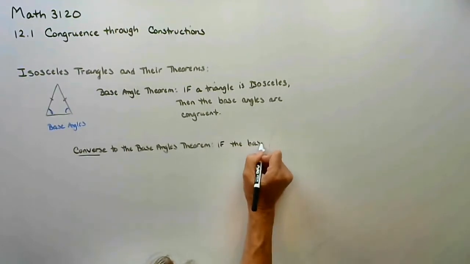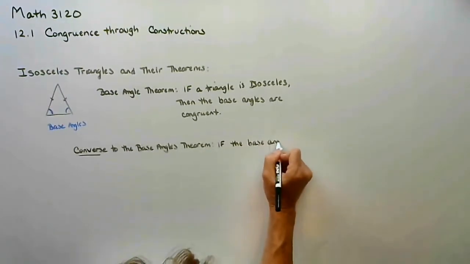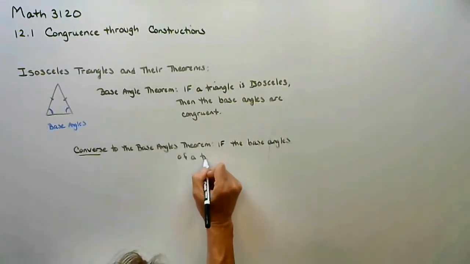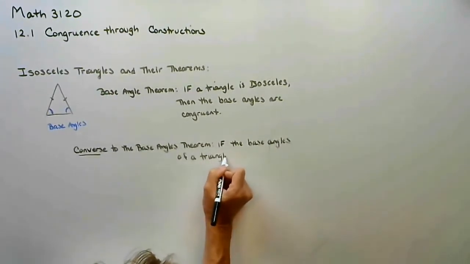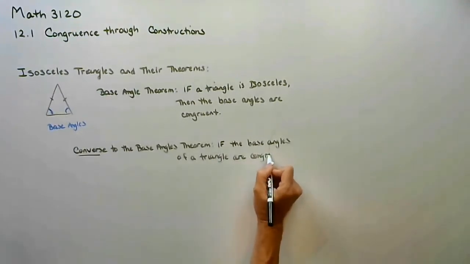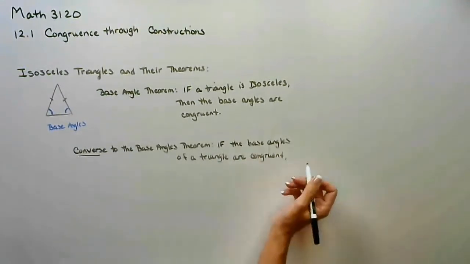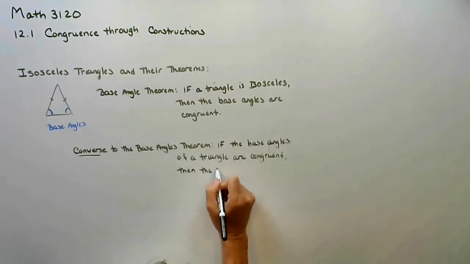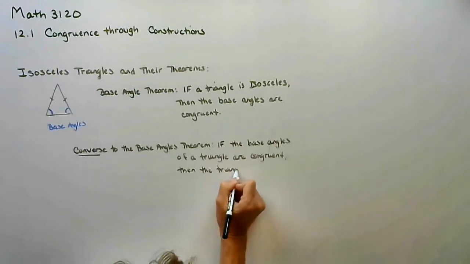If the base angles of a triangle are congruent, then the triangle is isosceles.